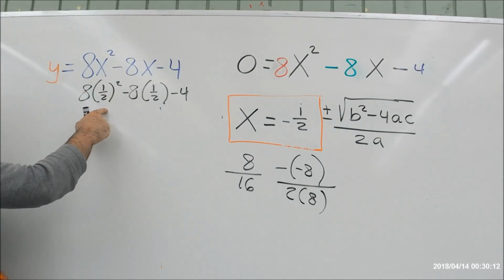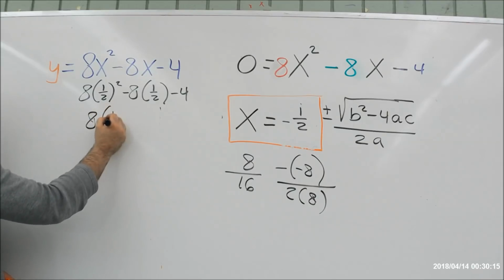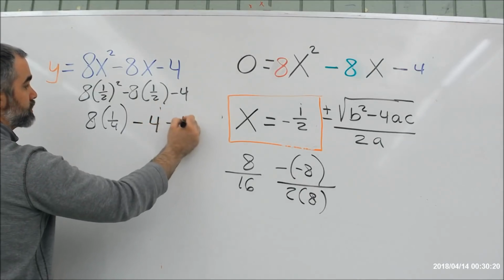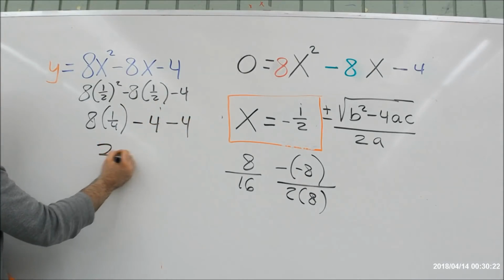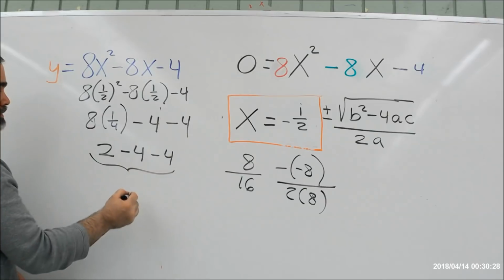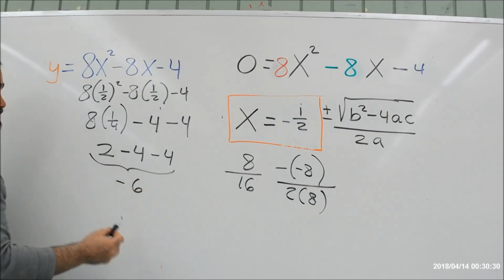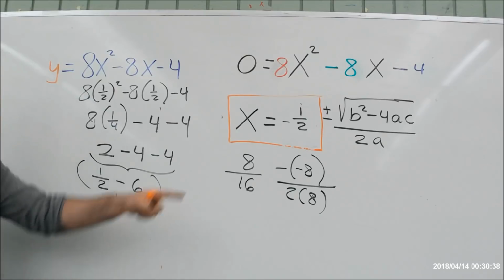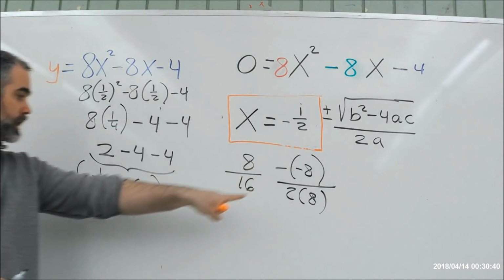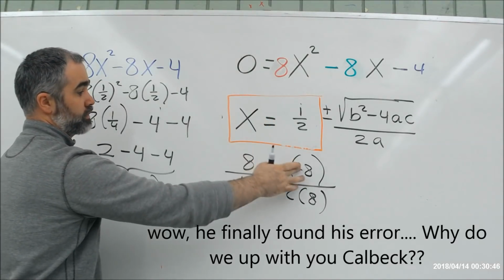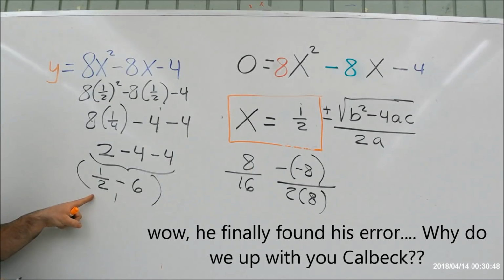So 1/2 squared is 1/4, minus 8 times 1/4 is 4 minus 4. So I have positive 2 minus 4 minus 4, which means my vertex is going to be at negative 6 with an x-coordinate of 1/2. So I can use the quadratic formula to find the line of symmetry and eventually use that line of symmetry to find the vertex.